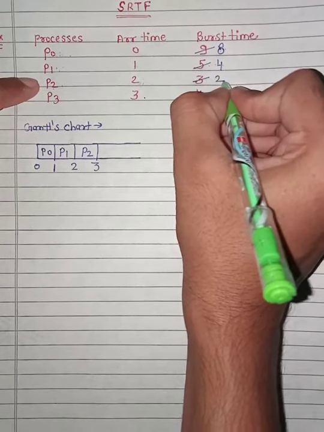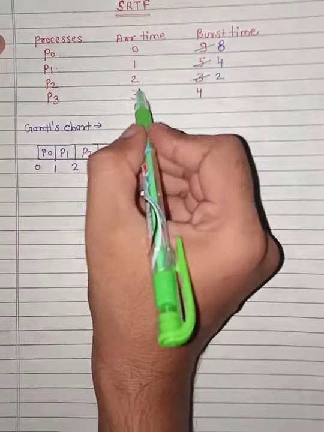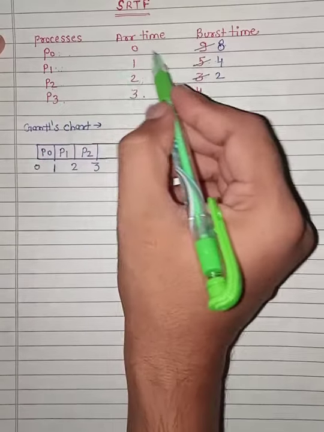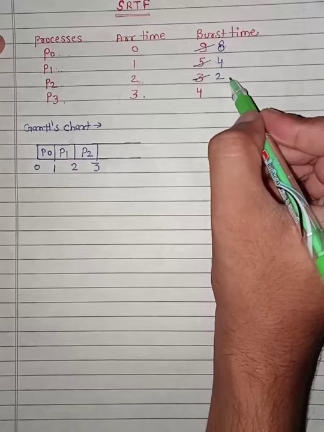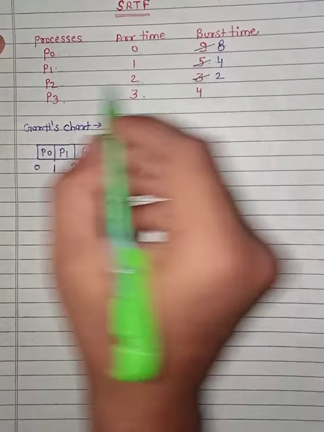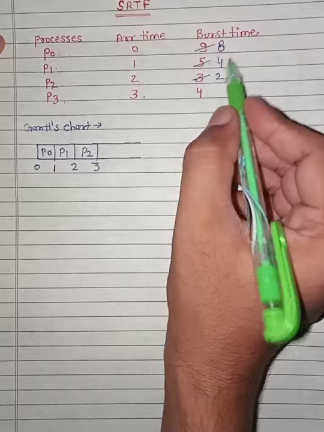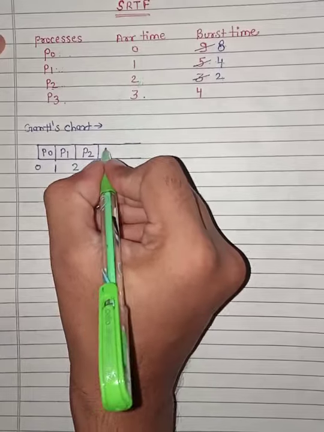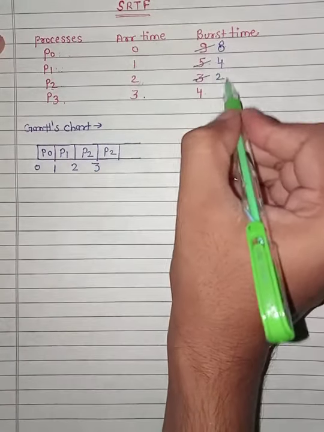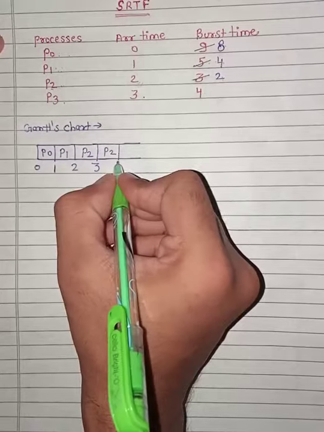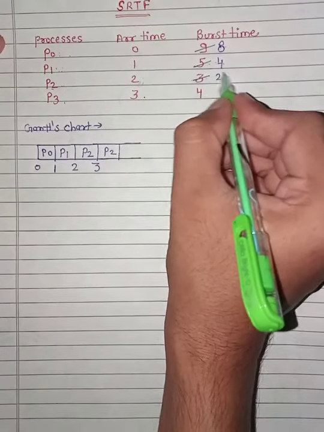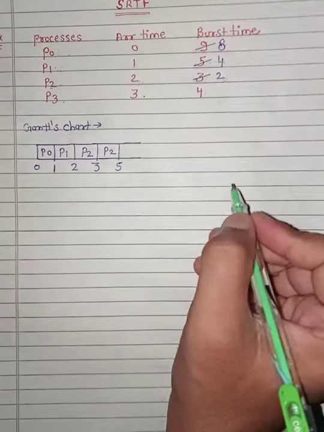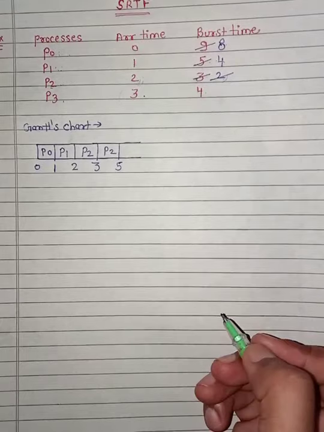The remaining P2 burst time is 2. At time 3, all the processes P0, P1, P2 and P3 are available in the queue and we will check which is shortest. Here P2 is shortest among 8, 4, 2 and 4. So the P2 process will execute again and complete its execution. This is 2 units of time, so 3 plus 2, up to 5 units of time. Process P2 is completed now.